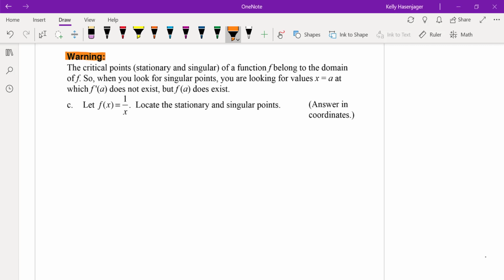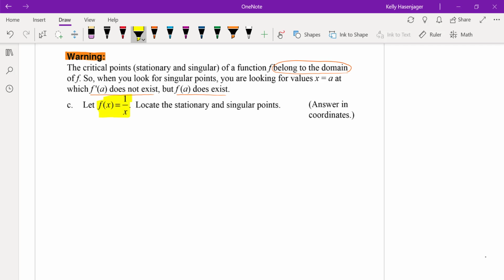So we're going to start with that warning that tells us that the critical points, which are just the stationary and singular points, are points that belong to the domain of our original function. So when we're looking for our singular points, we're looking for values where the point is not in the domain of the derivative, but it is in the domain of the original function. So f prime of a does not exist, but f of a does exist. Okay, so let's do an example that'll show that.